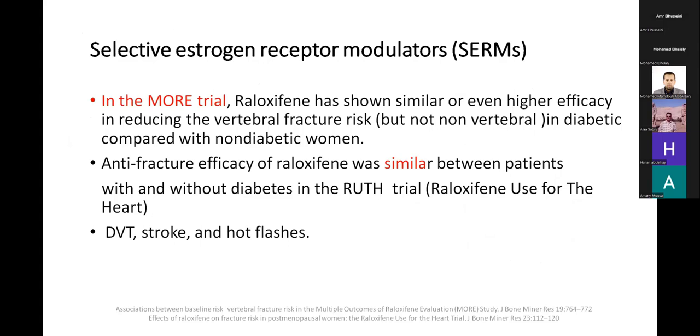The selective estrogen receptor modulator is indicated in menopausal females with vertebral fracture, and in diabetes there is no great change between diabetic and non-diabetic. In trials, it was found to have a similar effect, and in others it was shown to have more effect in diabetic than non-diabetic. But there is a query about its association with development of venous thromboembolic disease, but it's not confirmed in most of the studies.